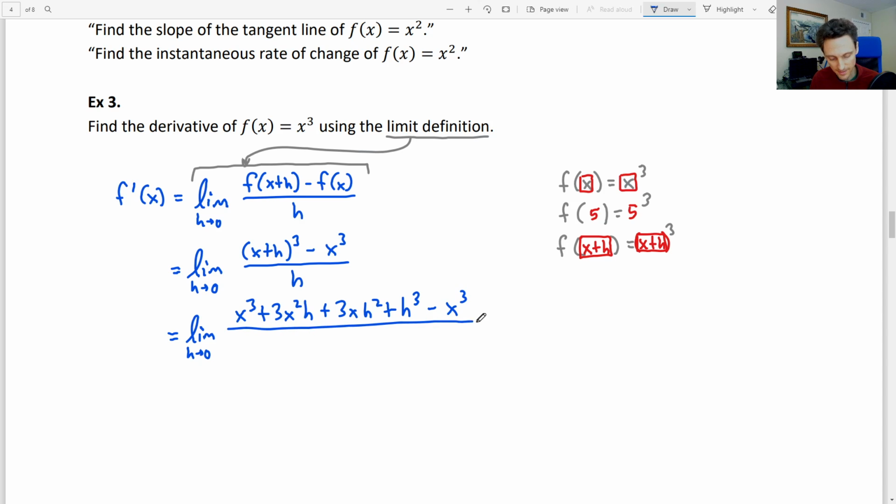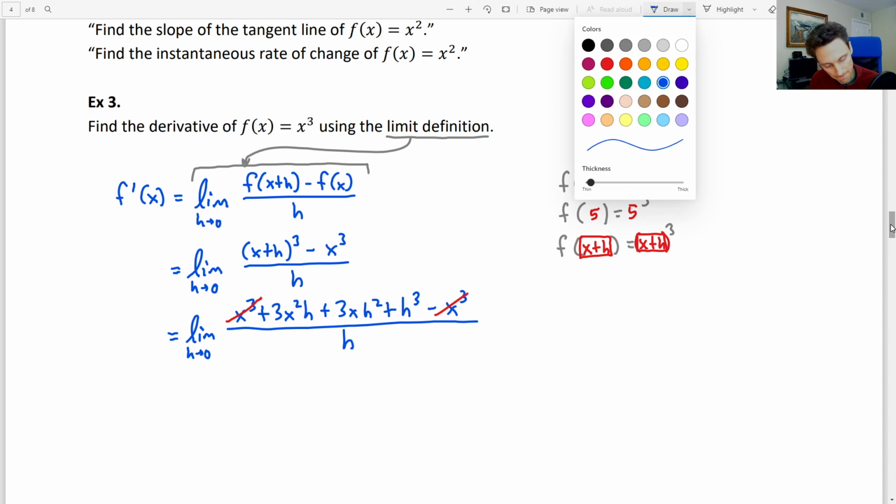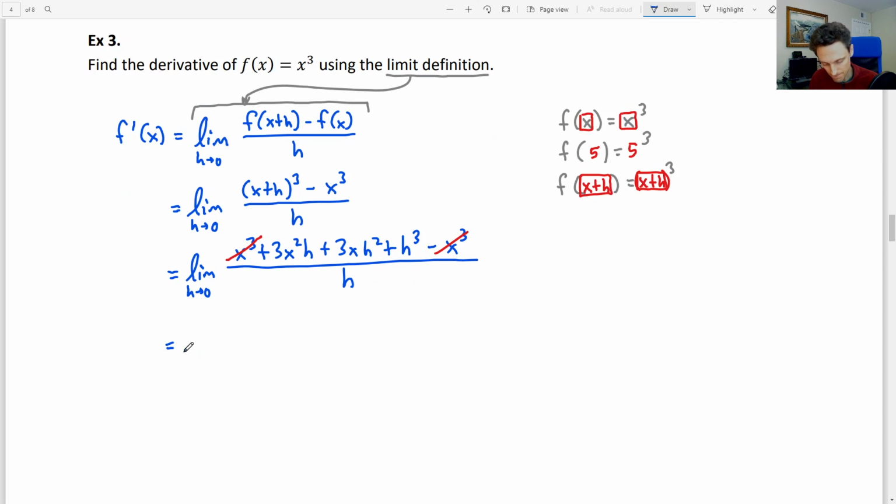Then you have this minus x cubed to copy down. Here the x cubes are going to cancel. And we've got 3x squared h plus 3x h squared plus h cubed all over h. Now at this point we can either factor out the h and then cancel the factor of h on top and bottom, or just divide each of these 3 terms by h.